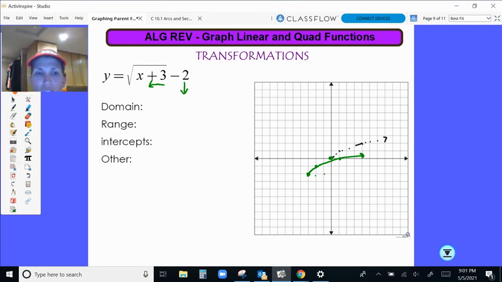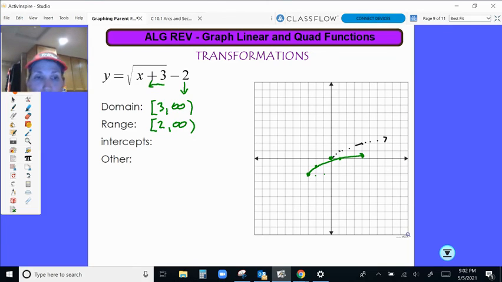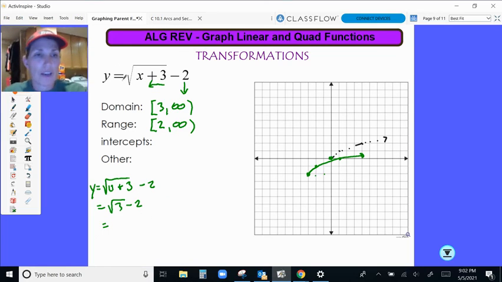Okay, my domain shifts, right? It shifts over 1, 2, 3. So I go from negative 3 to infinity. My range goes down 2, so that's going to go from negative 2 up to infinity. Okay, again, my intercept, this is going to be a little bit trickier to find, but we've got y equals square root of 0 plus 3 minus 2, square root of 3 minus 2, and you'll have to probably put this in a calculator. That's going to be 1 point something, so it's going to be a little bit trickier to find. I don't have my calculator up right now, or I would find that for you.